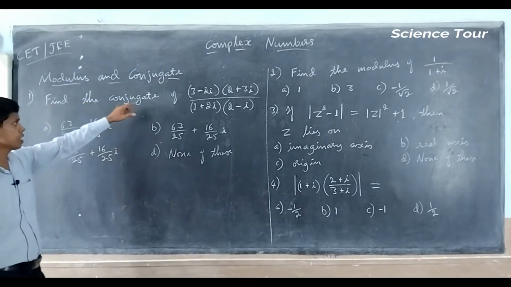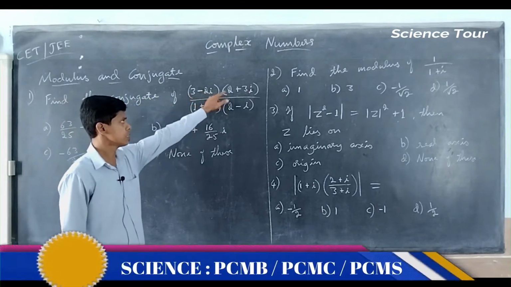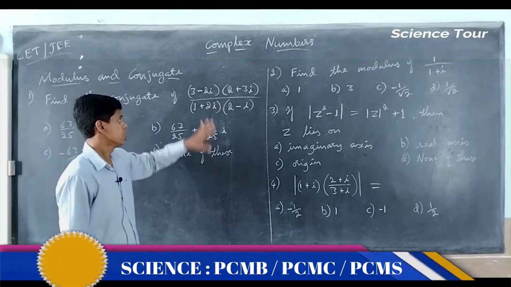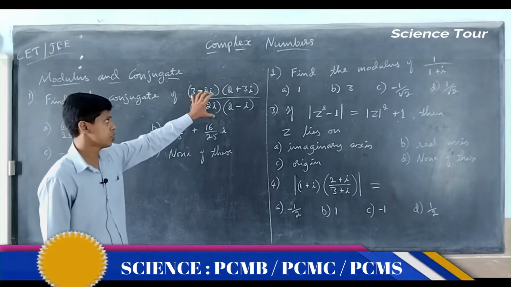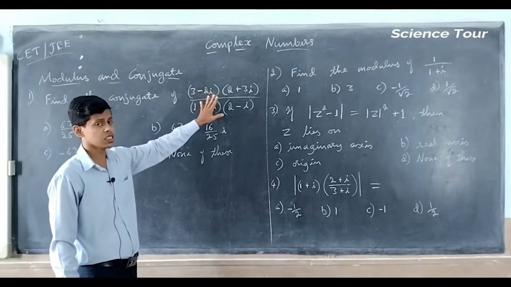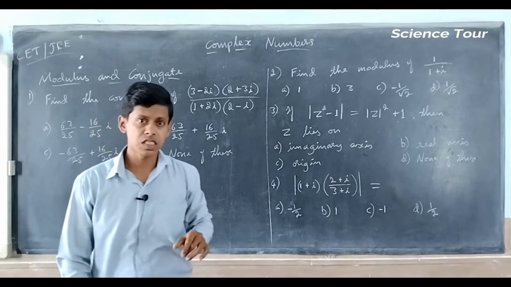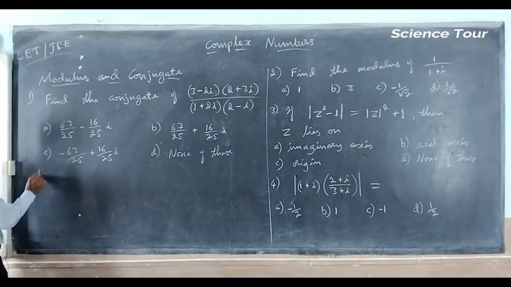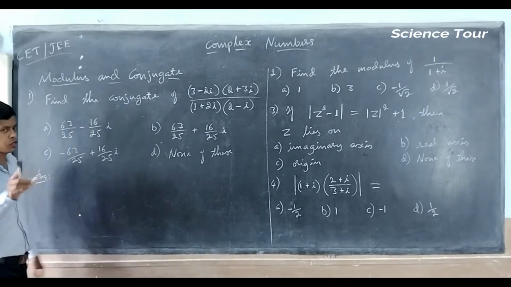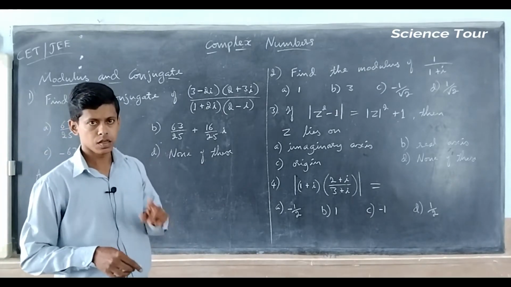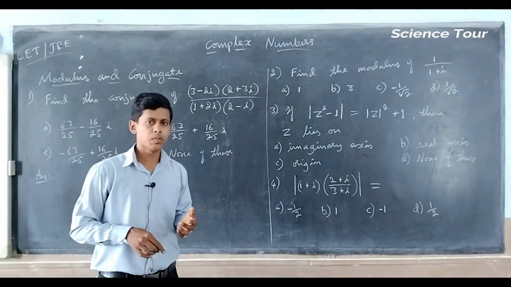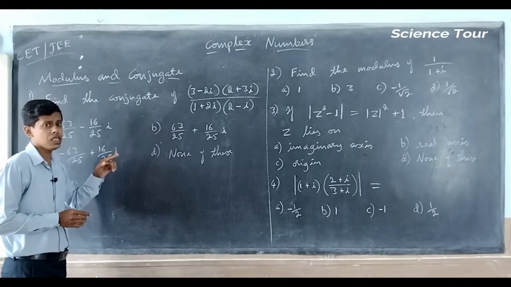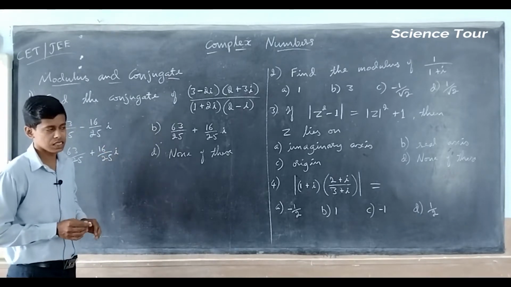Find the conjugate of (3 minus 2i) into (2 plus 3i) divided by (1 plus 2i) into (2 minus i). You just have to find the conjugate of this complex number. We'll express this in the form of a plus ib first, and then we will find its conjugate. I'm sure you know the meaning of conjugate, right? So what is the conjugate of a plus ib? It is a minus ib. Only the imaginary part changes the sign.